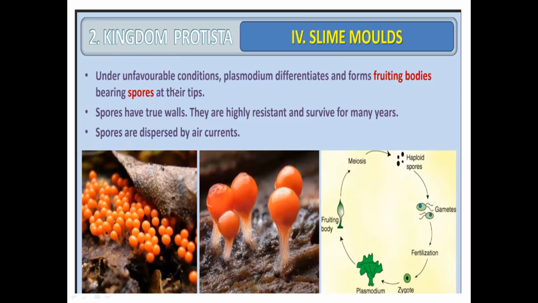Write the first point only from this. Under unfavorable condition, plasmodium differentiates and forms fruiting bodies bearing spores at the tip. There will be spores at the tip. And the other point, you have to know that spores have a very hard wall, resistant to any chemical also. They are very resistant, spores. And they can survive for many years.